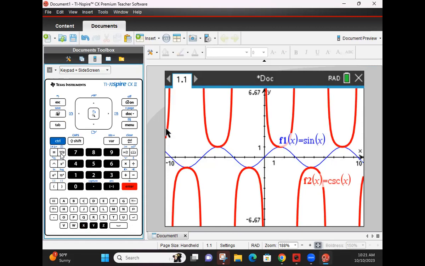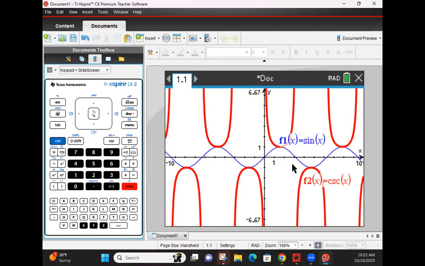We talked about how cosecant was going to be undefined regularly, right? Cosecant is going to be undefined regularly. Do we see places where cosecant is undefined? We sure do. We see vertical asymptotes again, right? We talked about vertical asymptotes in our last unit. We're seeing vertical asymptotes again here, okay?